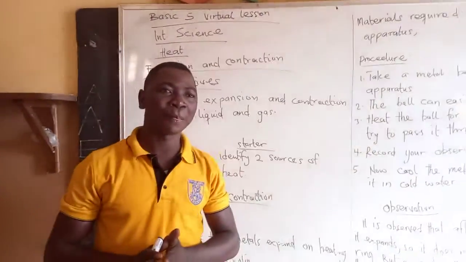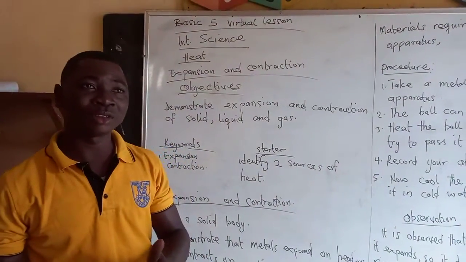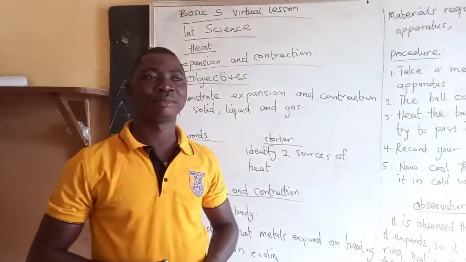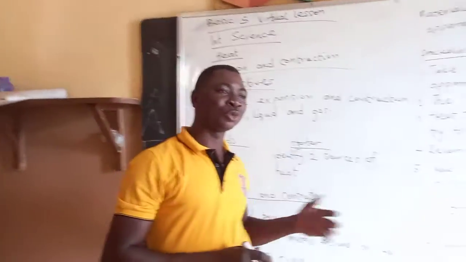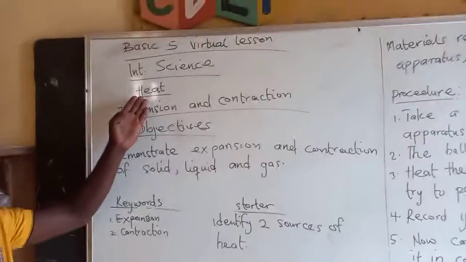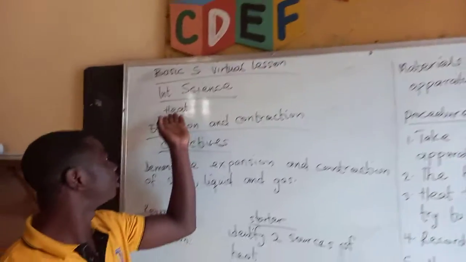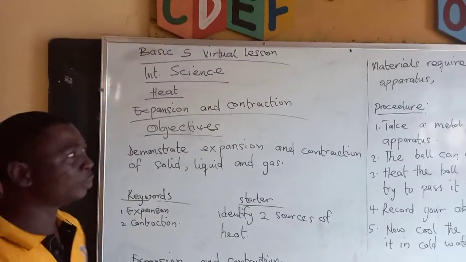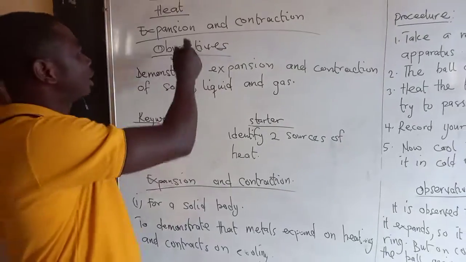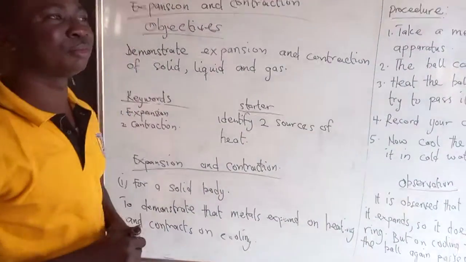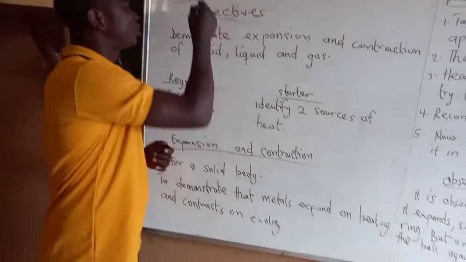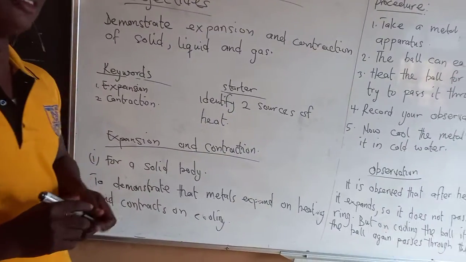What are we doing today? We have to study integrated science for basic 5. I'm going to take you through some objectives. What we were talking about previously was heat, and we are still continuing with heat. We want to talk about expansion and contraction. Our main objective is what we want to achieve at the end of this lesson.